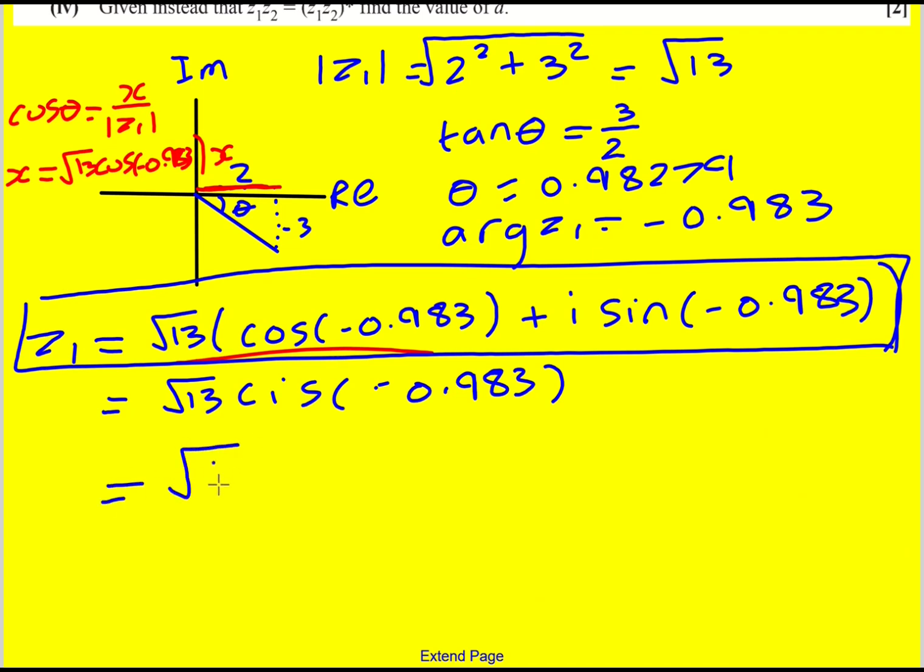You might even go for, if you've covered it, exponential form. So it becomes e to the minus 0.983i. But that could be something that comes later for you. Okay, so I'll leave this one here as my official answer.